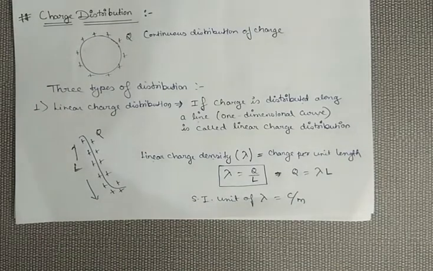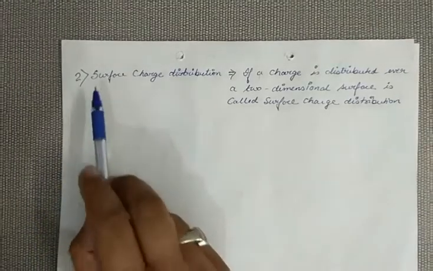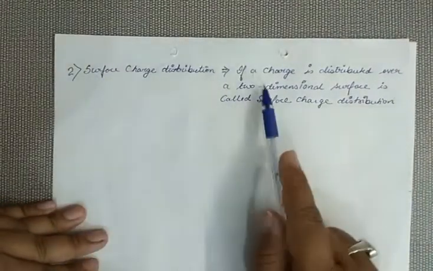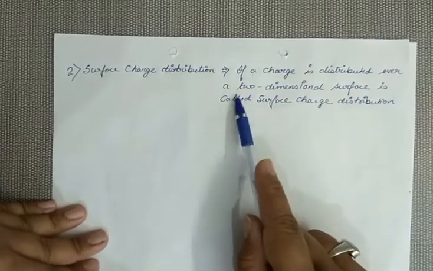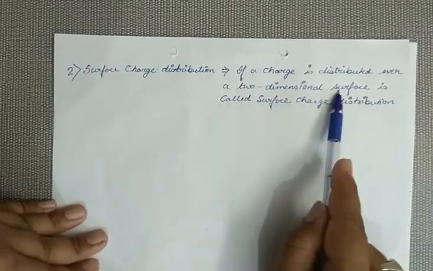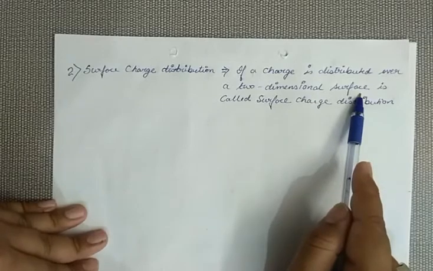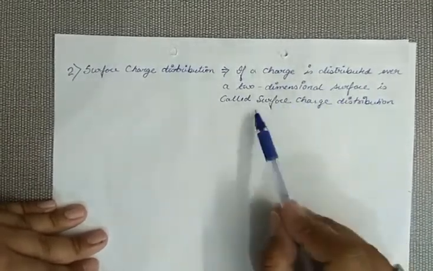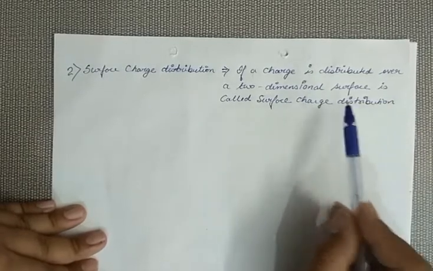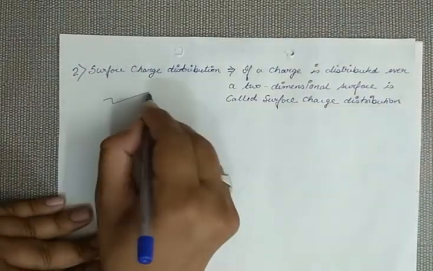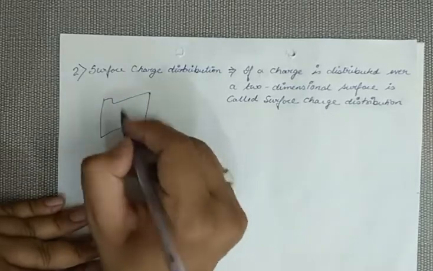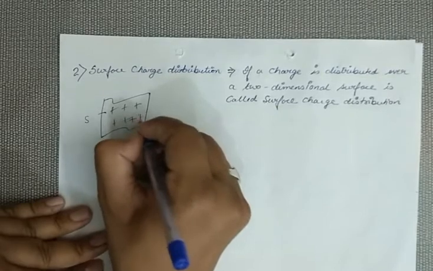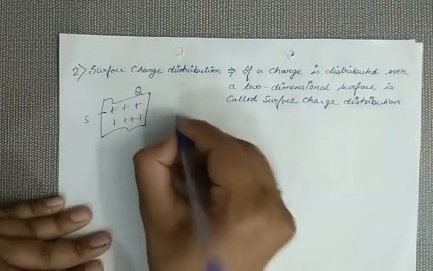Moving forward, the second one is surface charge distribution. Now the name says it: the surface, which means the charge is distributed over a 2-dimensional surface. A surface is 2-dimensional because of length and breadth. So any 2-dimensional geometry over which charge is distributed, such a distribution is called surface charge distribution. Now let us consider a surface of area S, and the total charge given to this surface is Q.